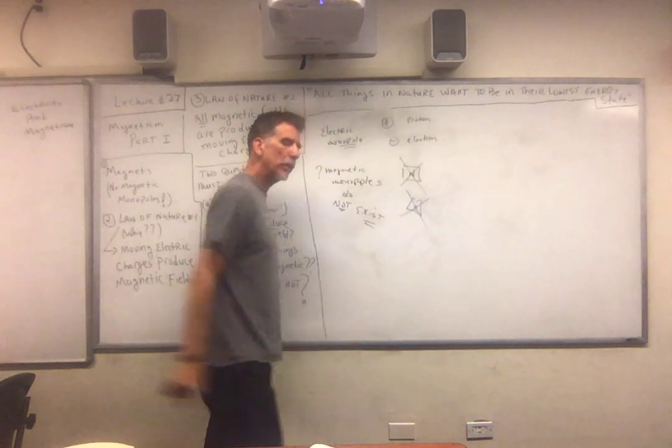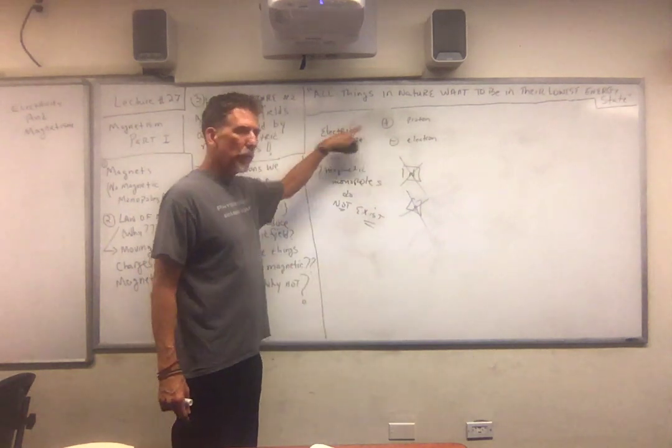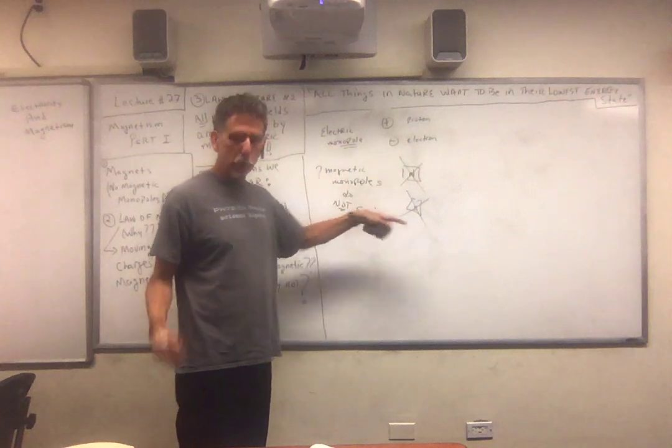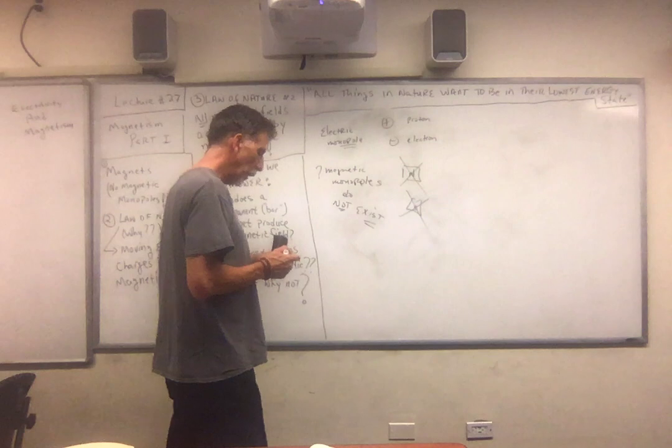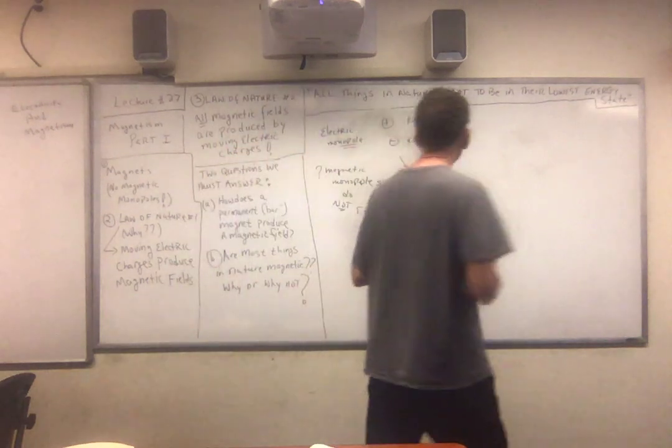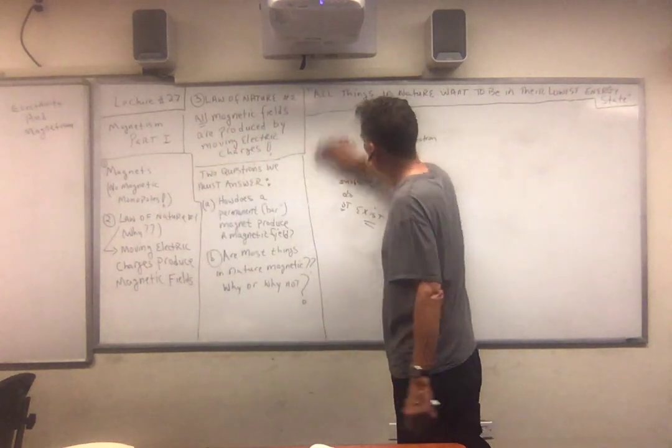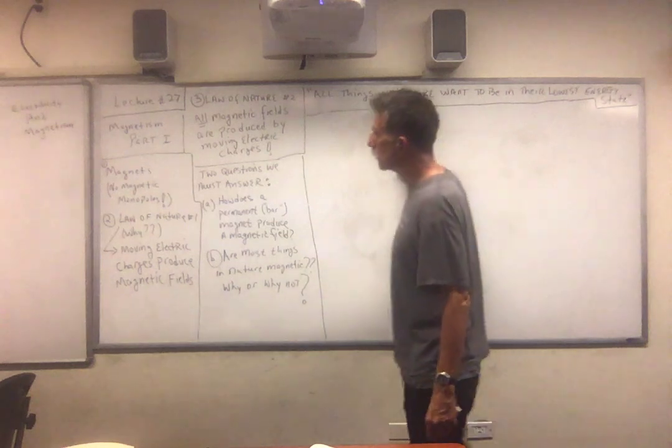So that's a tricky question, right? Electric monopoles exist, but magnetic monopoles always come in pairs. Okay, so you could have a dipole. So a bar magnet is a magnetic dipole. Okay.